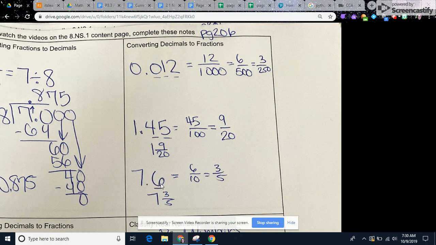7.6, or 7 and 6/10. 7 is your whole number, so bring it down. You only have to focus on the 6. 6/10, there's only one number after the decimal, so you only need a 10. 6/10, you can divide both of those by 2, becomes 3/5, and you get 7 and 3/5.